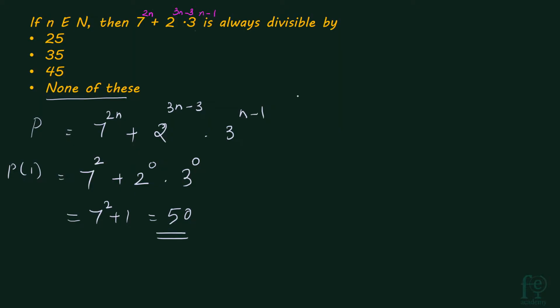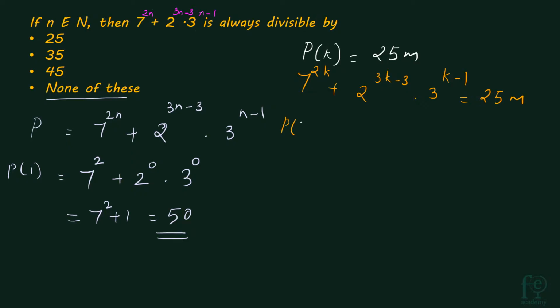But you cannot write the answer straight away. You have to assume P of k is equal to 25m, which will be giving you 7 raised to 2k plus 2 raised to 3k minus 3 into 3 raised to k minus 1 is equal to 25m. So what is P of k plus 1? P of k plus 1 is equal to 7 raised to 2 into k plus 1 plus 2 into 3 into k plus 1 minus 3 into 3 into k plus 1 minus 1.